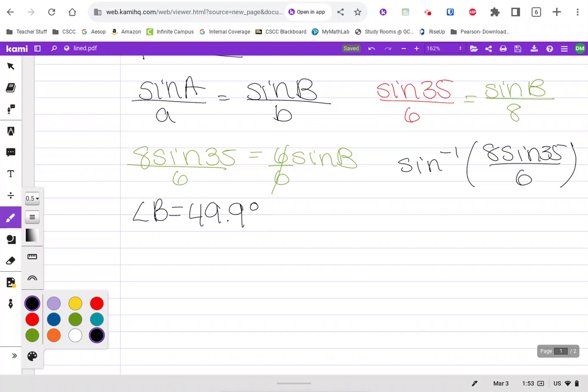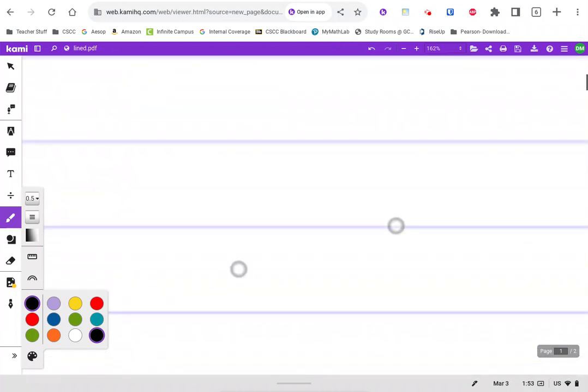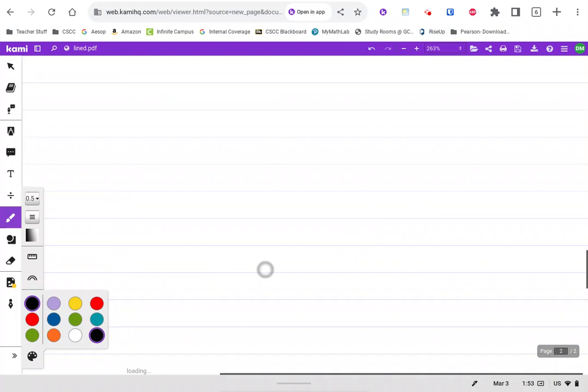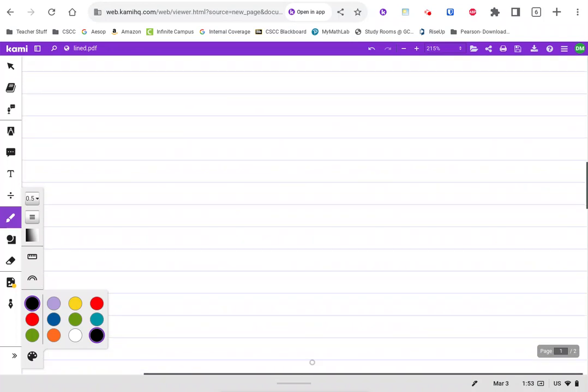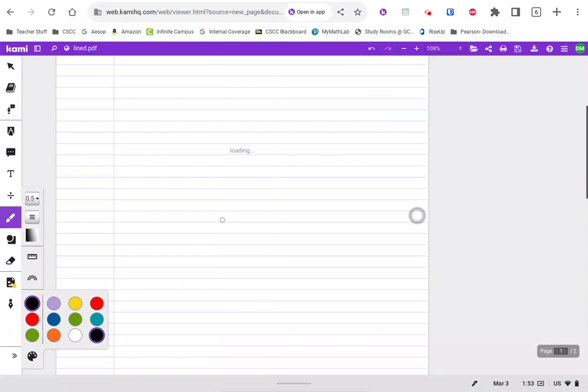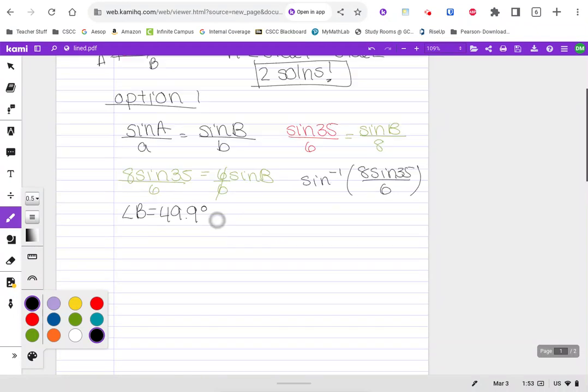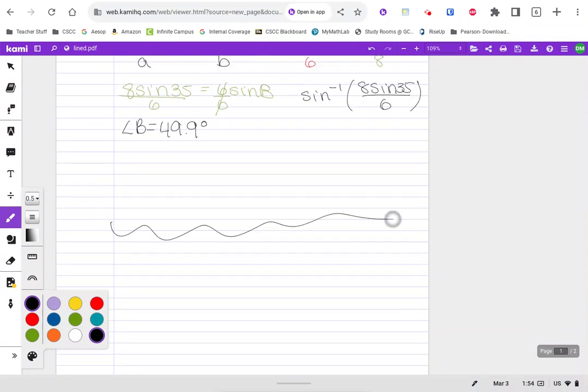From here, I'm going to use this to find my second option for angle B. So we called this option 1. To do option 2, we are going to take 180 degrees and subtract off our first option for angle B. This gives us our second option for angle B. So this is B2. This is B1.